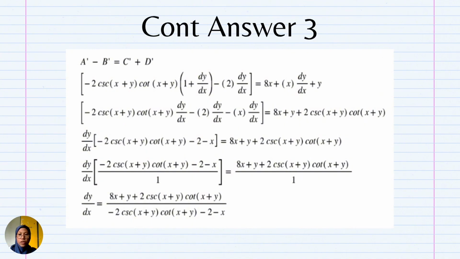After differentiating all parts, we combine them together. Then we collect all terms with dy over dx on the left side, and terms without dy over dx go on the right side. Finally, we make dy over dx the subject to get the final answer.